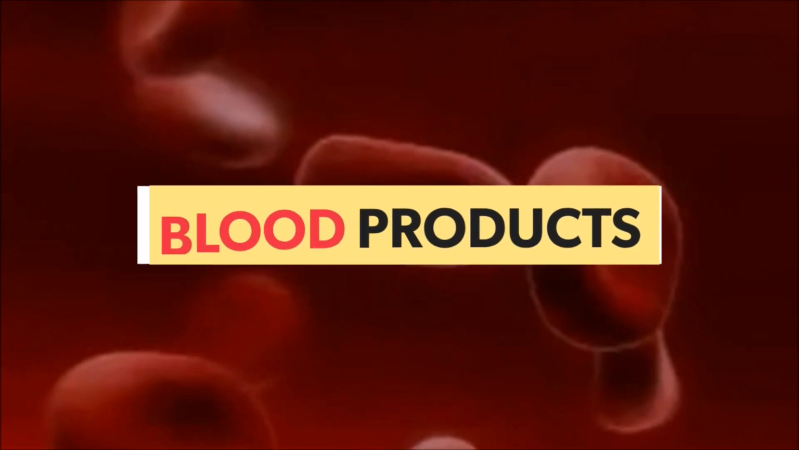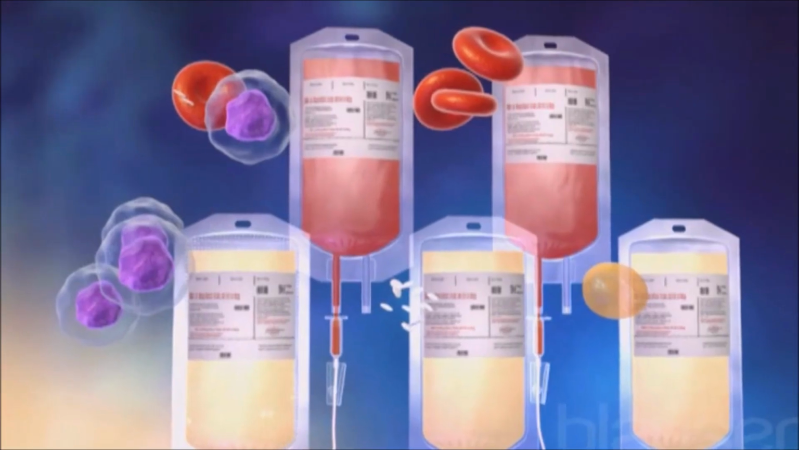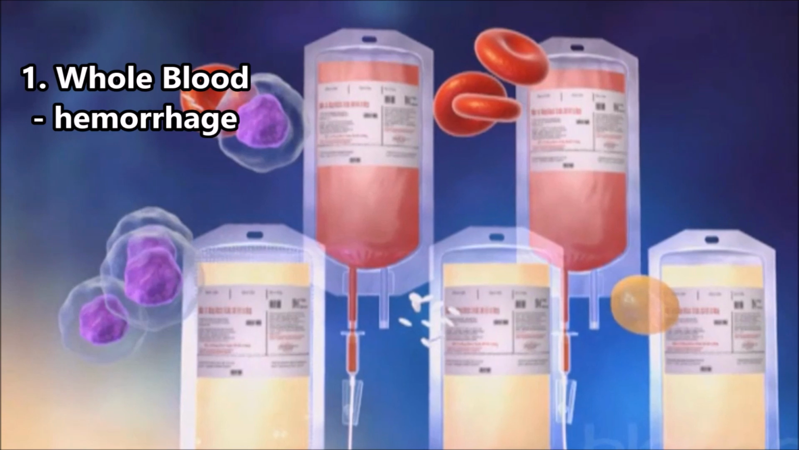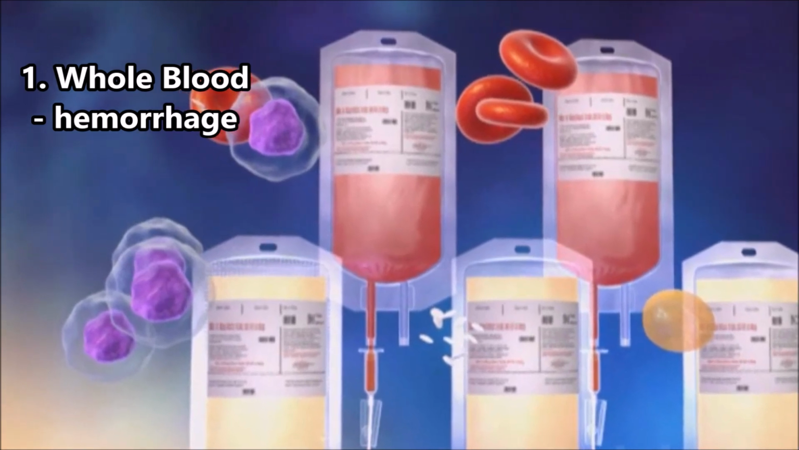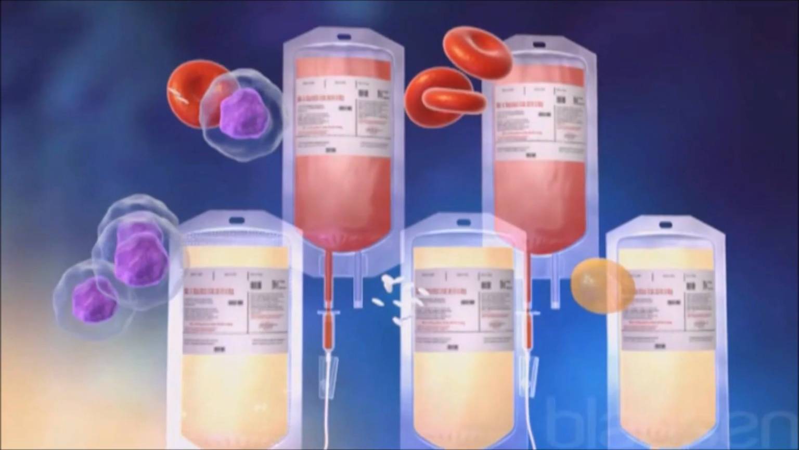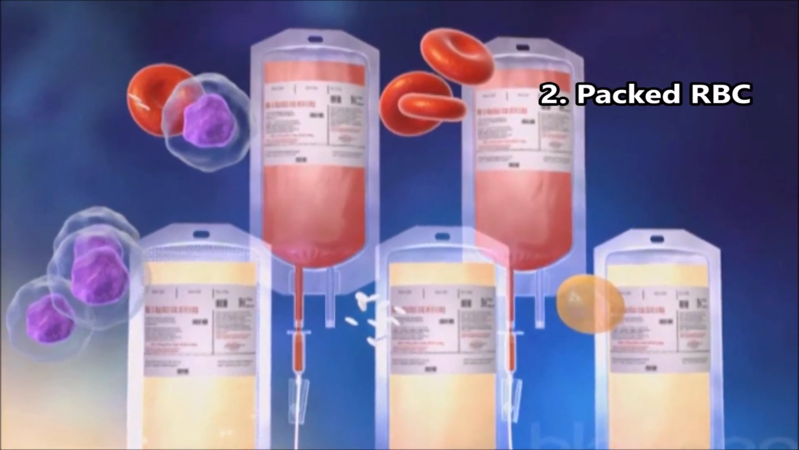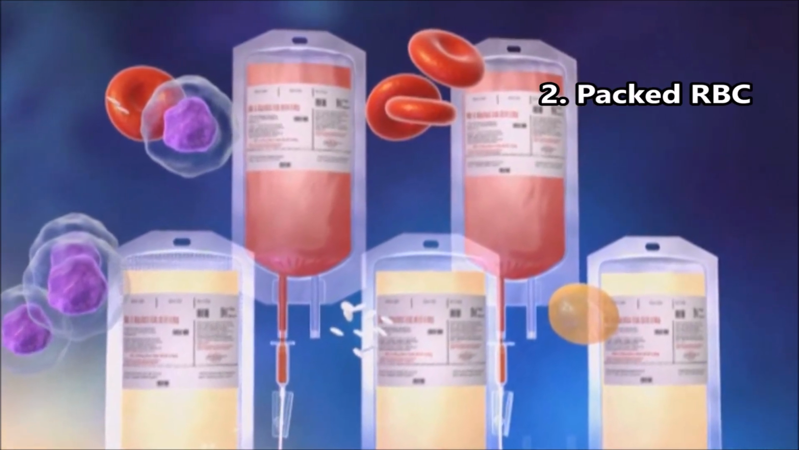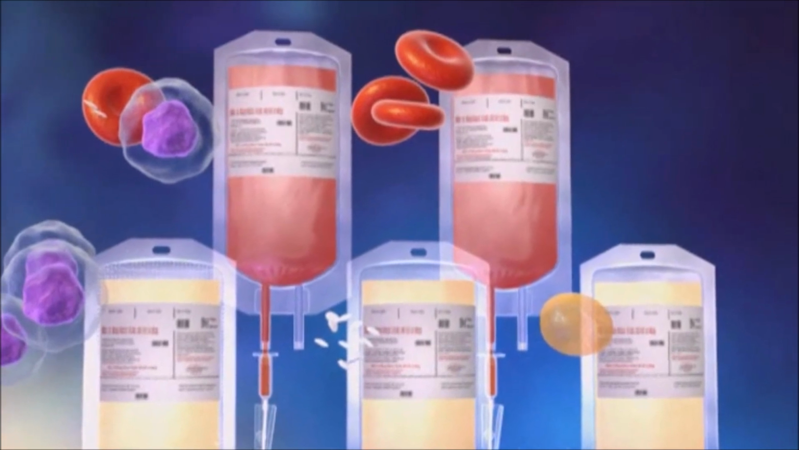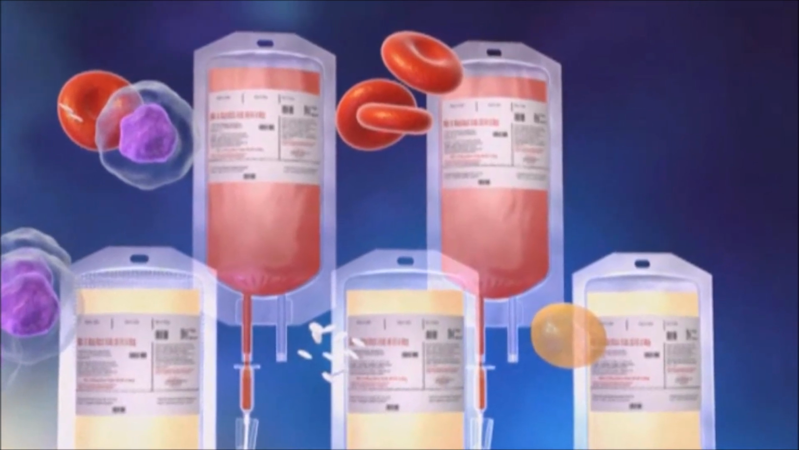There are different kinds of blood products for transfusion. Number 1, the whole blood. It is not commonly used except for extreme cases of acute hemorrhage. Number 2, the packed red blood cells. It is used to increase the oxygen carrying capacity of blood in anemias, surgery, and disorders with slow bleeding.